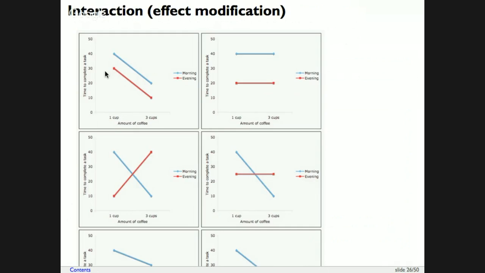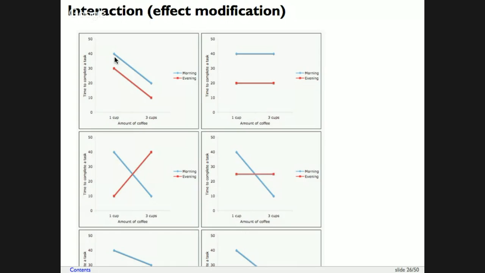So here is an example where we've got amount of coffee, either 1 cup or 3 cups, and this is what your data might look like if coffee were effective at reducing your time to complete the task, but that effect is not modified by time of day. So we have a main effect of amount of coffee. Coffee reduces the amount of time it takes you to complete a task. And we also have a main effect of time of day, in that in the evening we're faster to do the task than we are in the morning, regardless of how much coffee we've had. So this would be an example of two main effects, coffee and time of day, but there's no interaction between them.